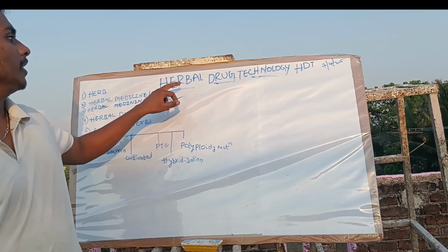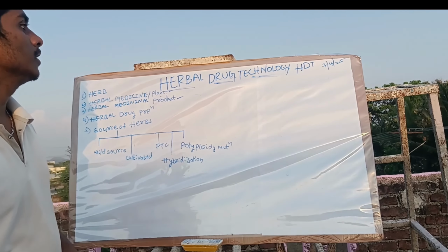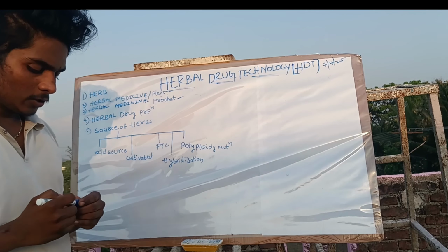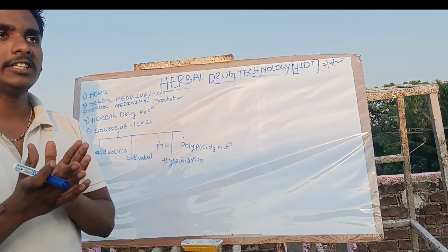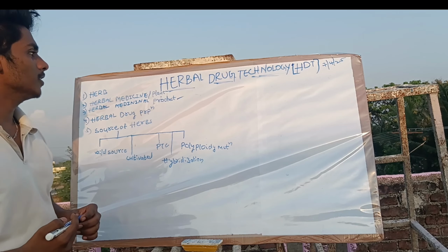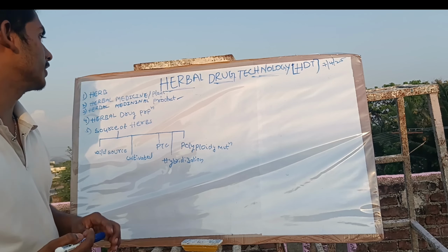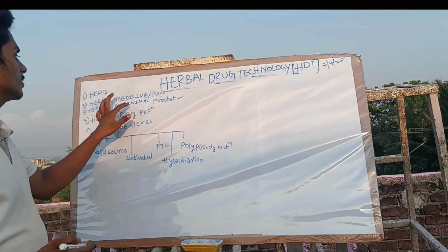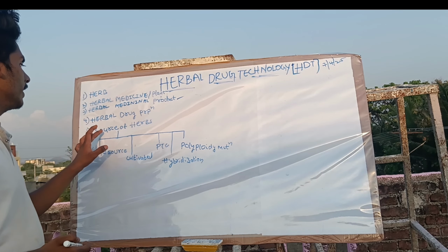Today our subject is about herbal drug technology, or HDT. Today we go through the basic concepts or basic definitions in HDT. What are these basic definitions in HDT? First, herbal medicine plant, next herbal medicine product, herbal drug preparation, and source of herbs.